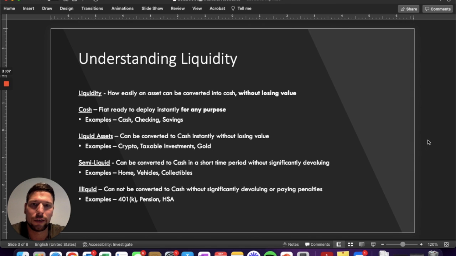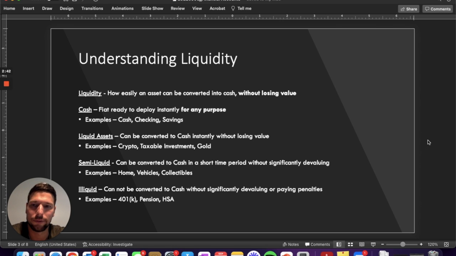Next topic, I want to talk a little bit about liquidity. So liquidity is just how easily an asset can be converted into cash without losing value. That last part's bolded for a key reason. Obviously, any asset you have, you could severely discount it and try to get rid of it, or you could pay penalties, whatever it may be, to convert it to cash. But the key thing here is without losing value and doing it quickly.